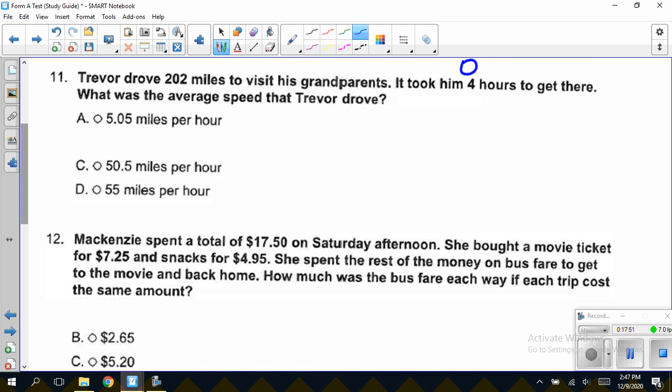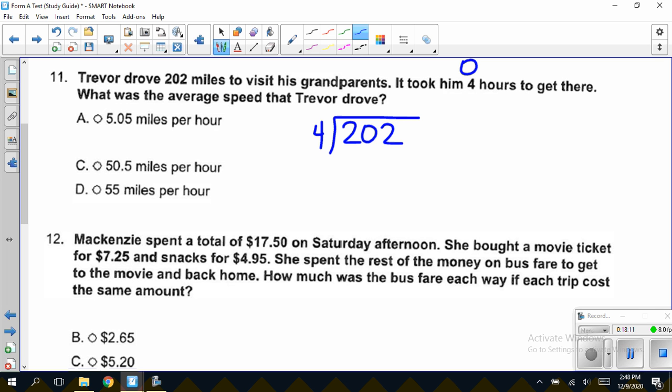For question number 11, Trevor drove 202 miles to visit his grandparents. It took him 4 hours to get there. What was the average speed that Trevor drove? So 202 divided by 4. And go ahead and start solving.